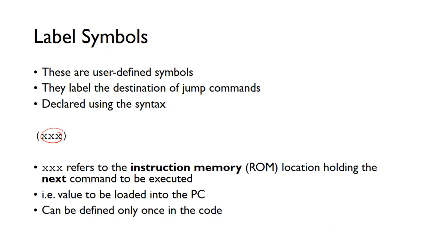And if we want to jump, we jump to the specific instruction in memory, and this label will be used to refer to that instruction. Basically it's a value that's going to be loaded into the program counter, and these labels can only be defined once in the code. These label a specific place in your code, so you can only define it once.